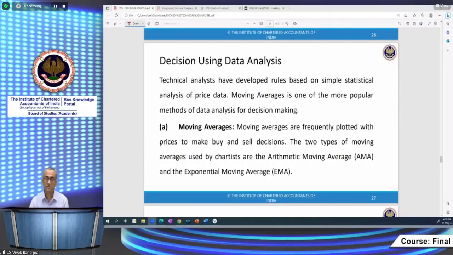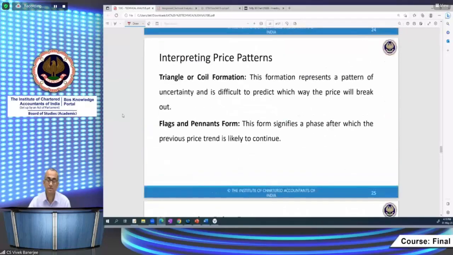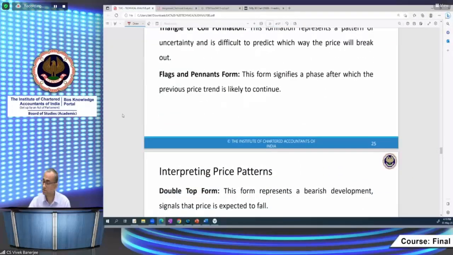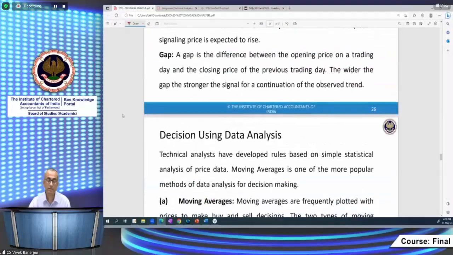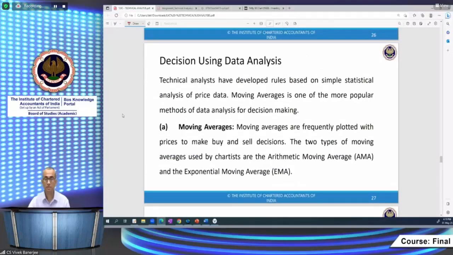Okay, students, welcome back. Earlier, we have taken all the charting techniques and the various interpreting price patterns. And now we will take the decision using data analysis. How on the basis of data, the technical analysts analyze and take decision whether to buy or sell the particular stock. In this case, two important things are very significant.